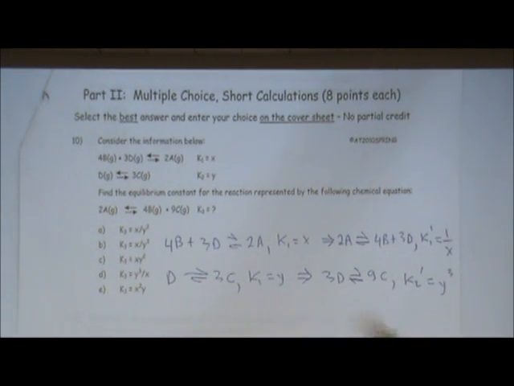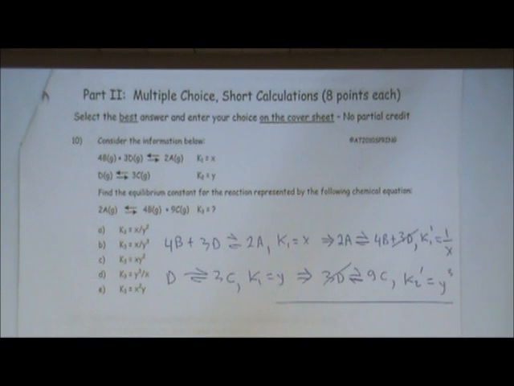We are ready now to add these two equations. When we add them, what do we get? We're going to get 2a, and 3d goes away. So we have 2a in equilibrium with 4b plus 9c. And that's exactly what we wanted.